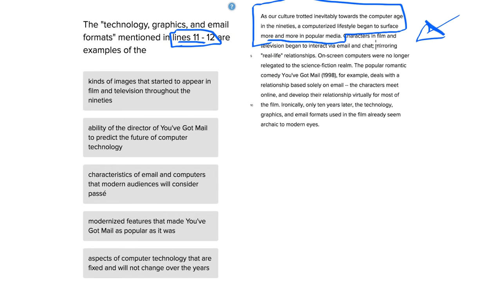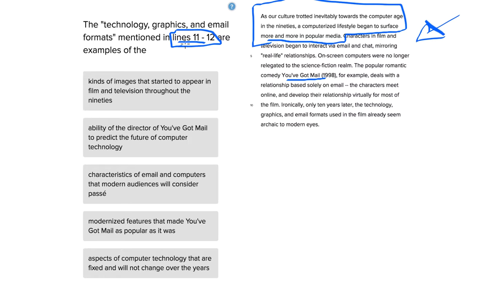So for example, "characters in film and television began to interact via email and chat." This is an example of the computerized lifestyle being shown in the media. "The popular romantic comedy You've Got Mail" is again a media example of how a computerized lifestyle showed up in the 90s, because we have characters that meet online, develop relationships virtually, etc. So this is our thesis.